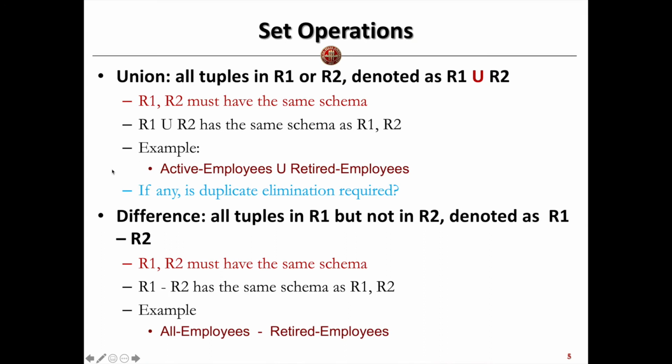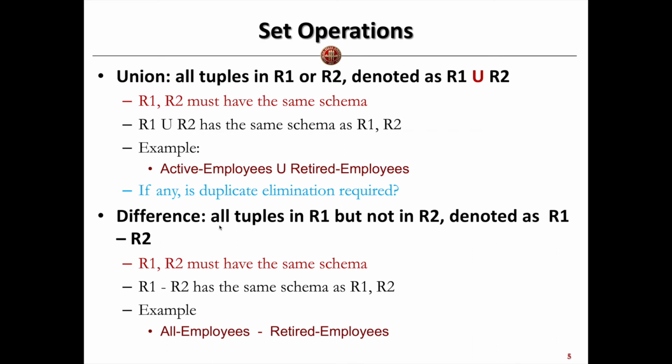The second one we will cover is the difference. So in the difference operator, if we do the difference between two relations, like given two relations R1 and R2, we want to calculate their difference as R1 minus R2. In this operator, we are getting all the data tuples which are in R1 but not in R2. This denotes the physical meaning of this operator.